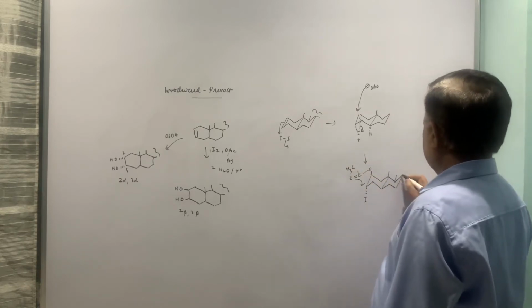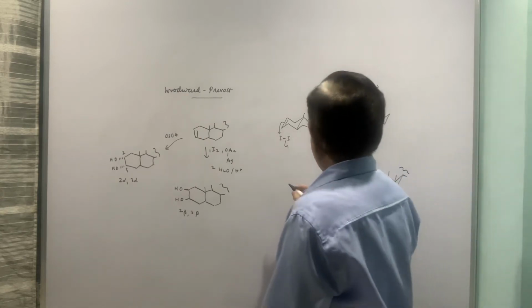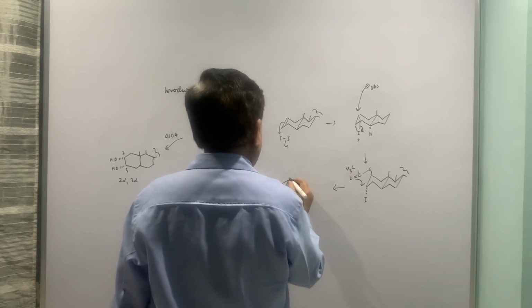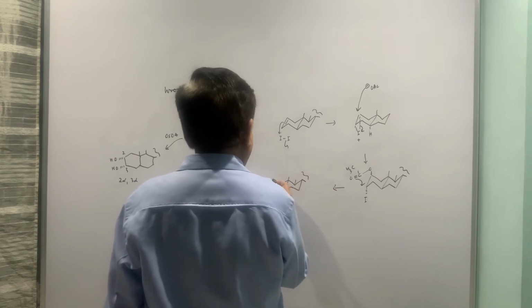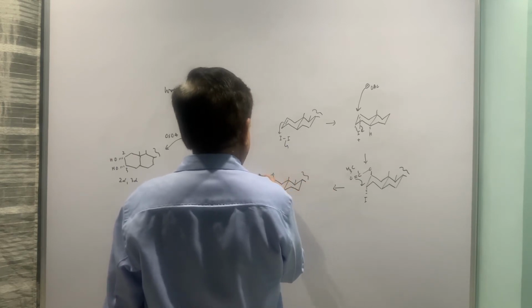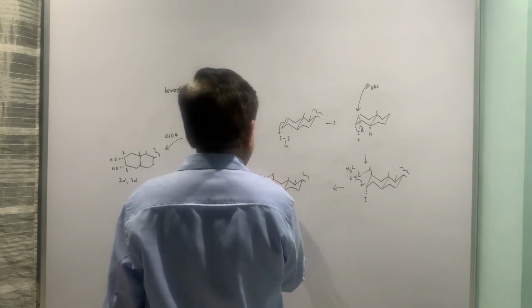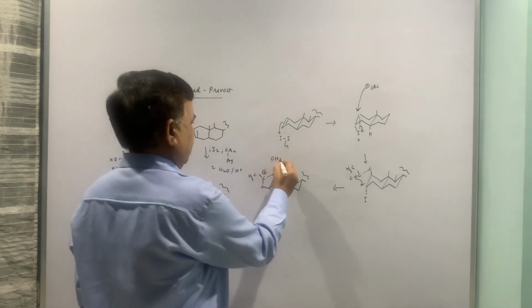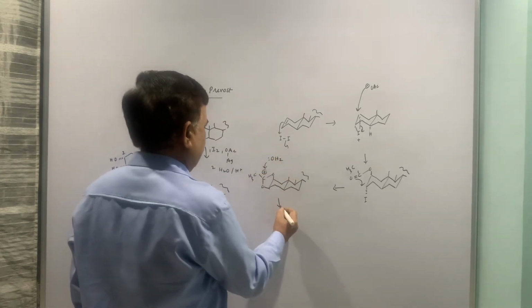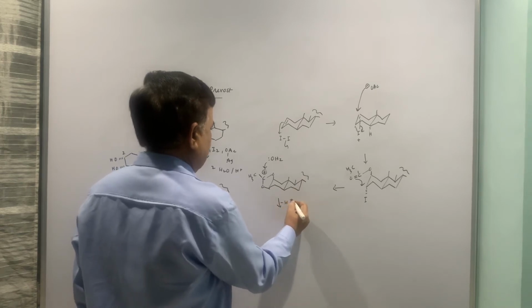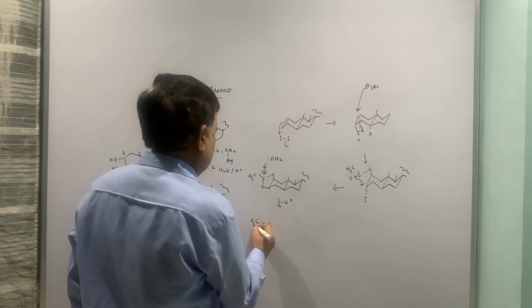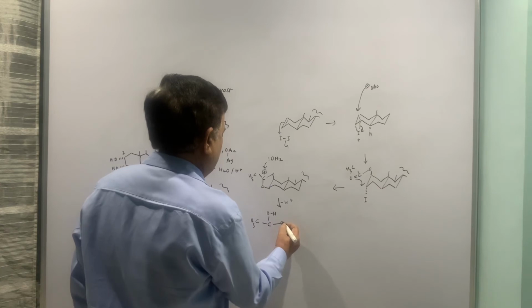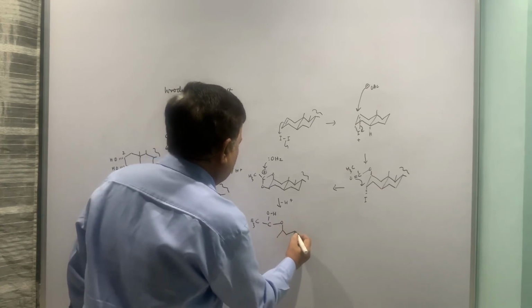Participation of this is neighboring group participation, one can say. Then attack of water molecule, I am skipping one step here, minus H plus. So this will be CH3 OH oxygen, and now I am drawing the ring here.